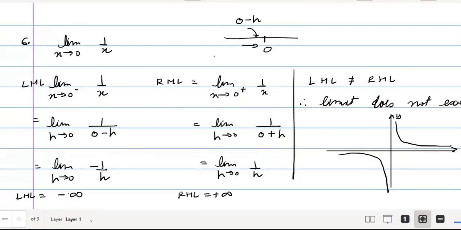Yeah. So here you can see that as x is coming closer to 0, so I can call it as x tends to 0, the function is going toward positive infinity. And when x is approaching 0 from the left hand side, the function is going towards negative infinity. So they are definitely heading in the opposite direction. So they are not the same and the limit does not exist.